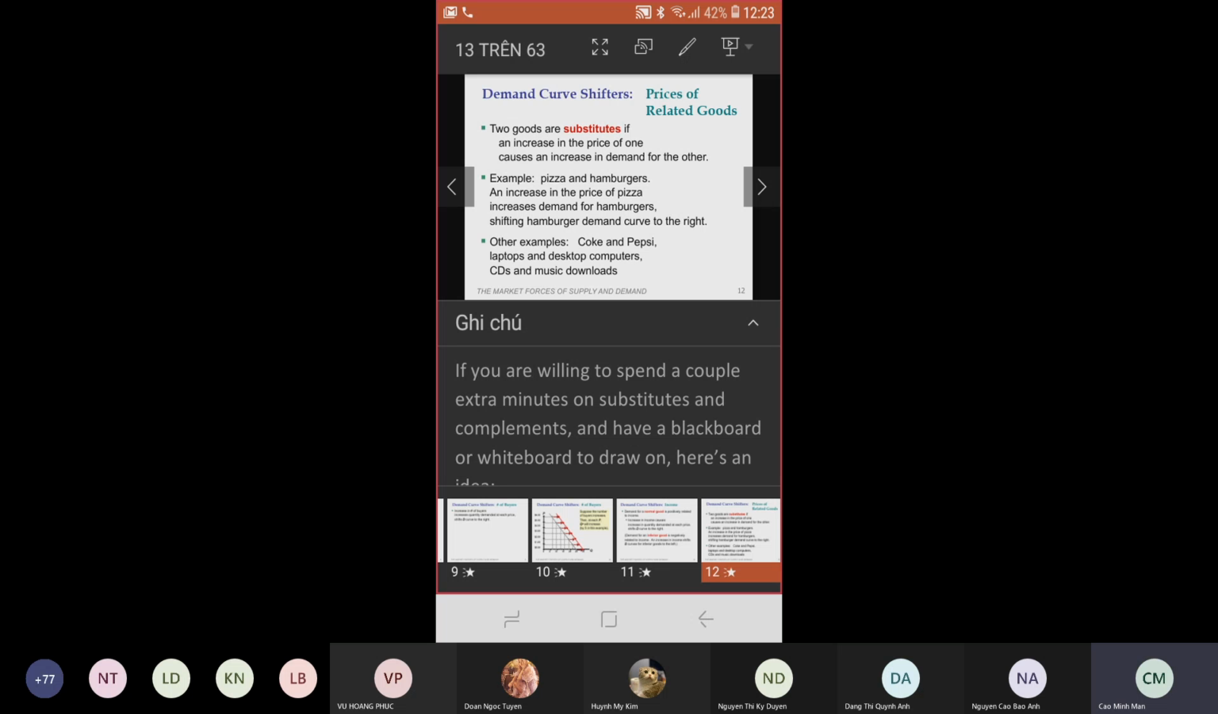Another factor can impact the demand too. It is the price of related goods. The price of products related to our product can impact the demand for our product.